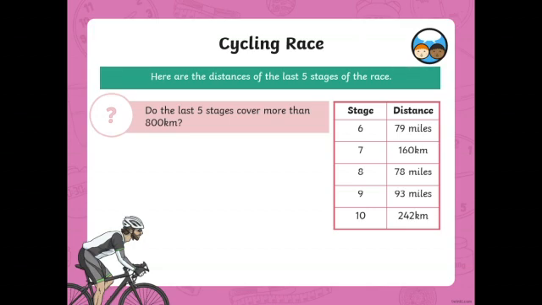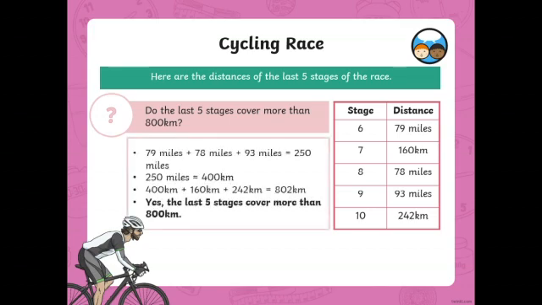So if you've done it the same way that we did it last time, you've added all your miles together, you would have 250 miles. To convert that into kilometres, I need to divide by 5. So divided by 10 is 25, doubled it is 50, and then 50 times 8 gets me to my 400 kilometres. So all my miles add up to 400 kilometres. I've then got to add on my kilometre stages, which gives me a total of 802 kilometres. So in this example, the 5 stages do cover more than 800 kilometres.